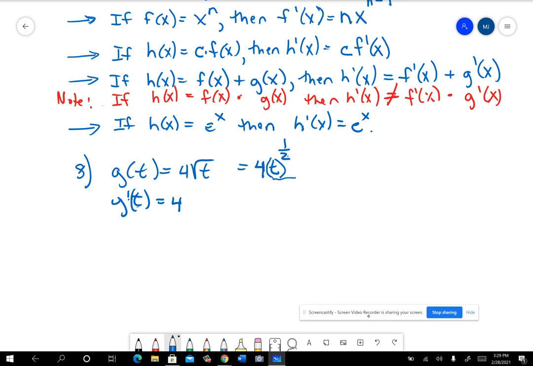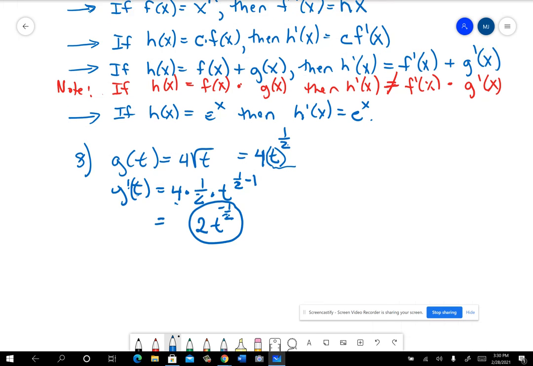And then when I do the derivative of that piece, I'm going to bring the exponent down, multiply by t raised to the 1/2 minus 1. Okay, so that's what I'm doing. Then I'm simplifying these two. 4 times 1/2 is 2. 1/2 minus 1 is negative 1/2. Okay, and that would be your answer.